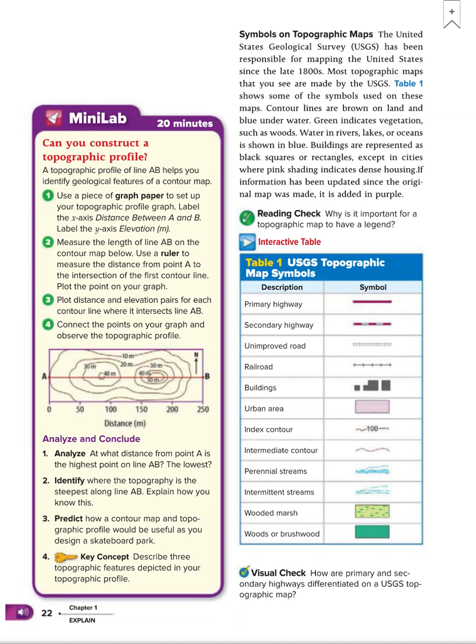So contour lines are brown on land and blue underwater, and green indicates vegetation like woods or fields. Water in rivers, lakes, or oceans is shown in blue, obviously. Buildings are represented as black squares or rectangles, so like this, except in cities where pink shading indicates dense housing, meaning there's lots of houses. If information has been updated since the original map was made, it is added in purple.